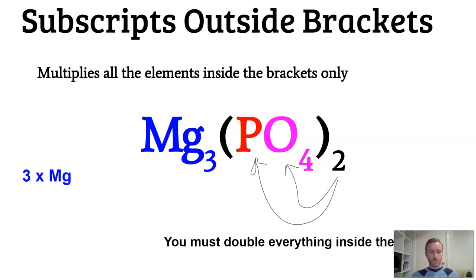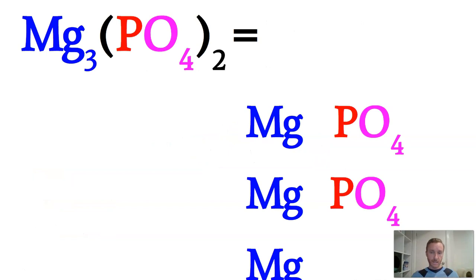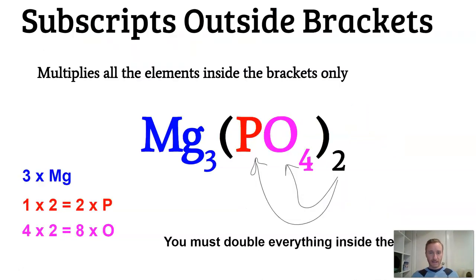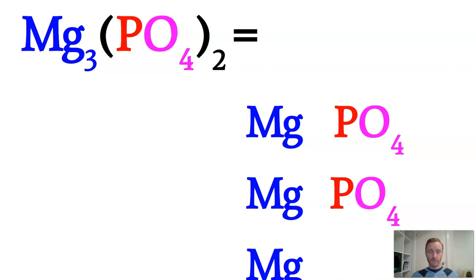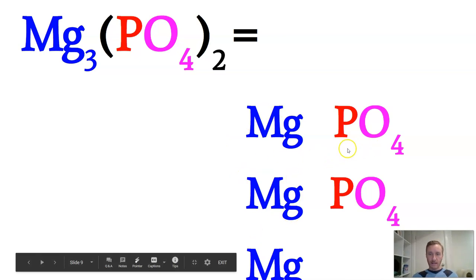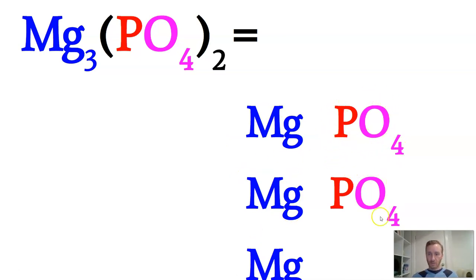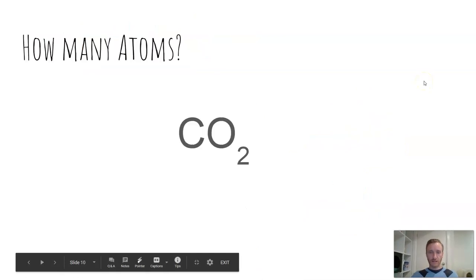So what we end up with here is 3 magnesiums, 1 phosphorus multiplied by the 2 outside the brackets, so 2 phosphorus overall. And then we take those 4 oxygens and we multiply it by 2 to get 8 oxygens in total. So subscripts outside the brackets apply to everything inside the bracket. And what's essentially happening here is that this Mg3(PO4)2 is actually written like on screen here. There's 3 Mgs, and what it means is that this PO4 is double. There's 2 of them. That's essentially what that means.